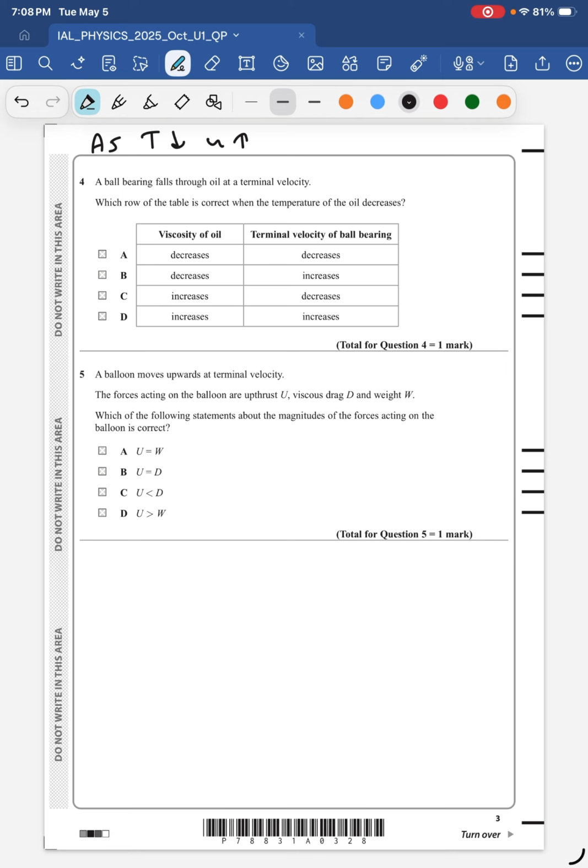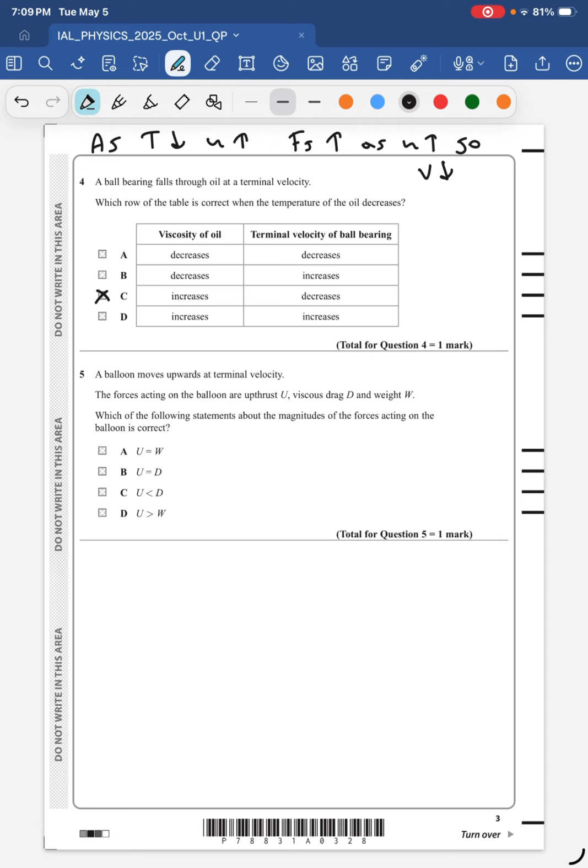Now, about the terminal velocity, the Stokes force is going to be increased if the viscosity gets higher. So F Stokes increases as the viscosity increases. So the velocity decreases because the ball bearing will experience more force, more drag force. So the terminal velocity will decrease. So the option C is the right one.